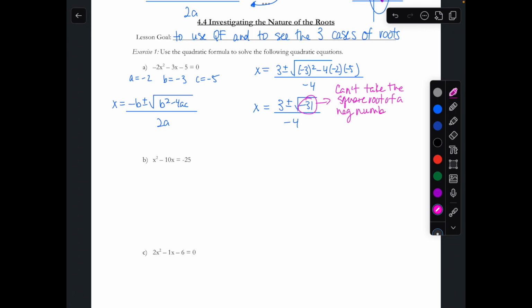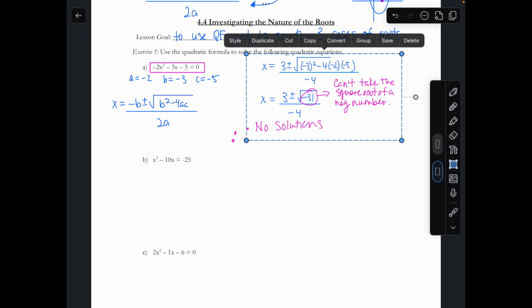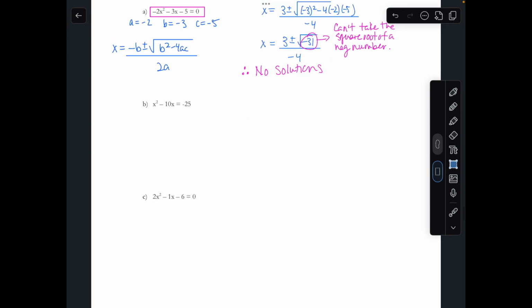So what does that mean in terms of solutions to this equation? Well, because I have a problem here and I can't actually take the square root, I have to say, therefore, no solutions. Please don't leave it blank, because if you write nothing there, I'm not going to be sure that you know what the negative square root actually means. So I need to know that you know that it means no solutions. Therefore, you have to just write those words, please.